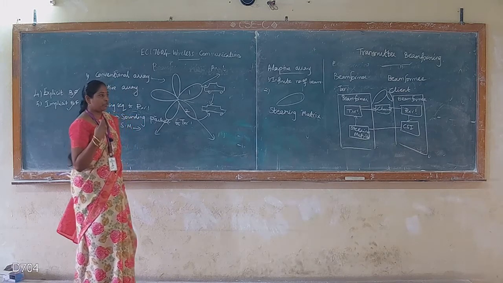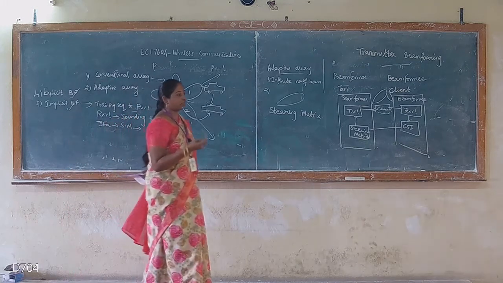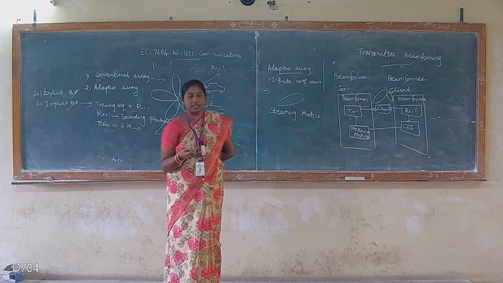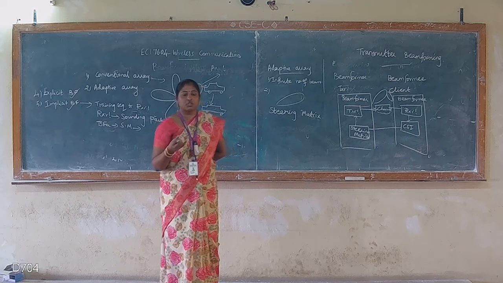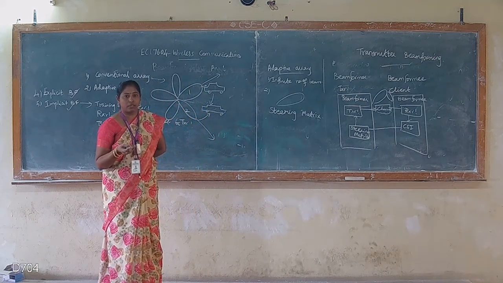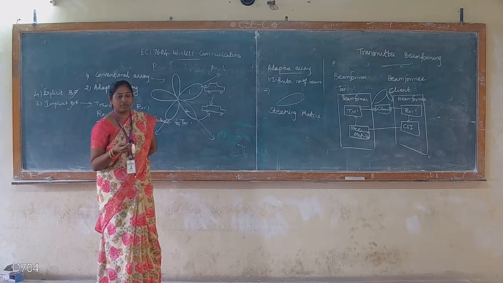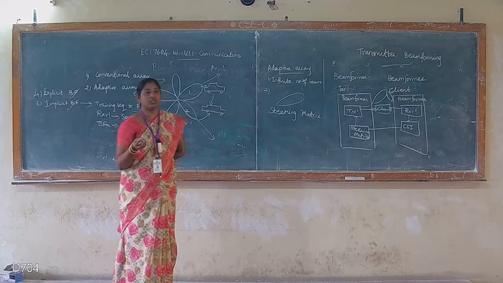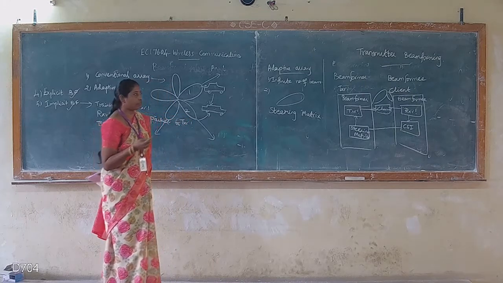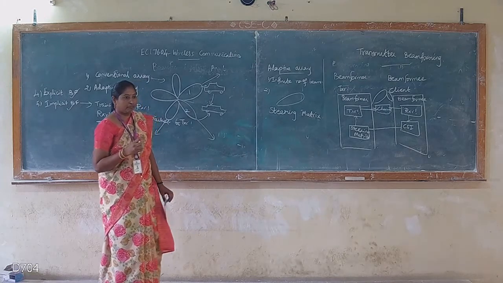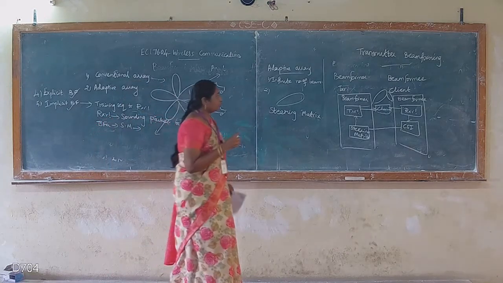So what are the advantages of beamforming? Why do we have to use beamforming in smart antenna? To get a direct connection between transmitter and receiver, to improve the link quality, that is the reliability of the link, and to produce strong as well as faster communication between transmitter and receiver. So that is the basic principle of beamforming. That's all about today's topic.